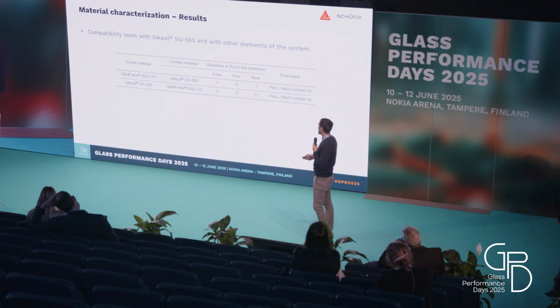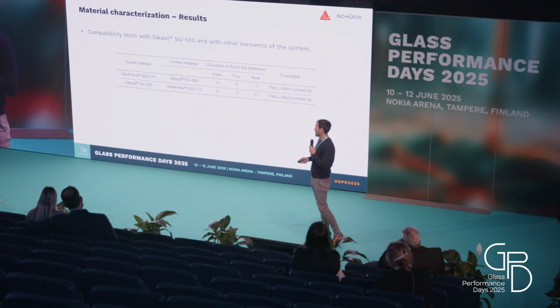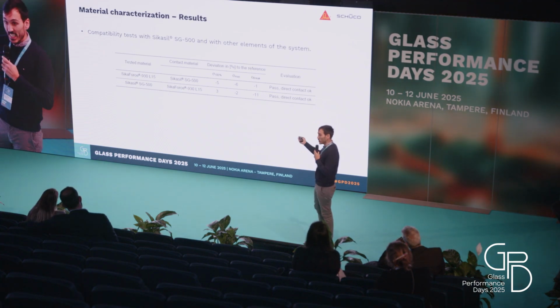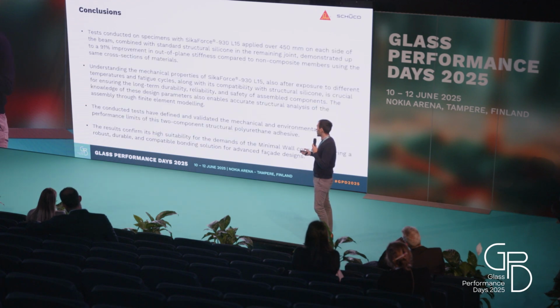And then finally, here the compatibility. We prove also that the Sika 4930 is fully compatible with the silicon. That was really good. The silicon is not affecting the polyurethane, and the polyurethane is not affecting the silicon. So they can work together in this technology.